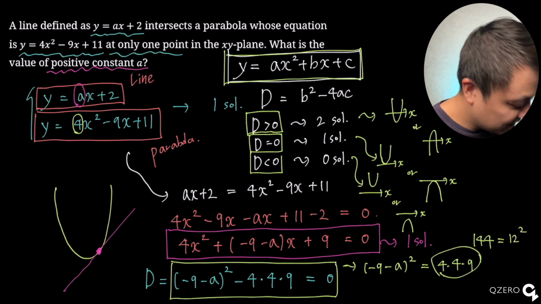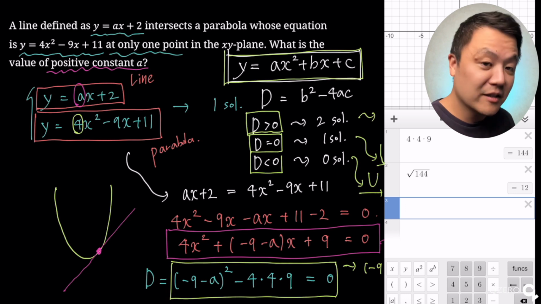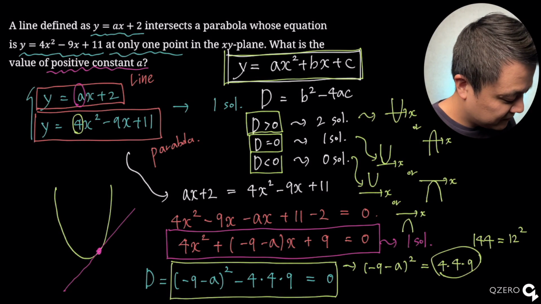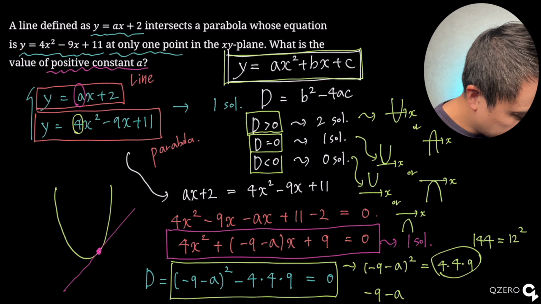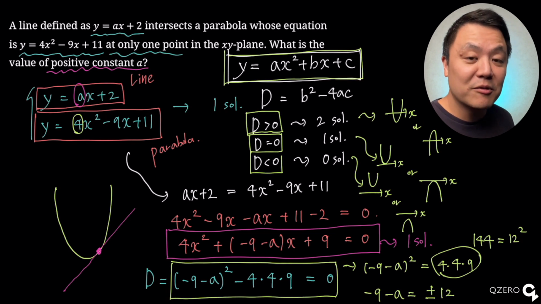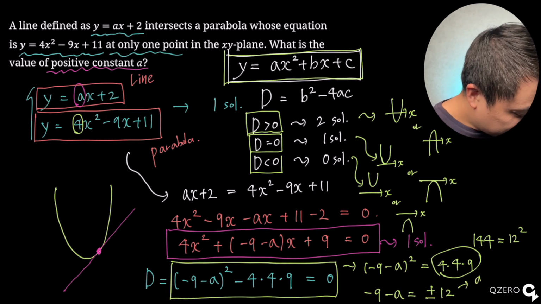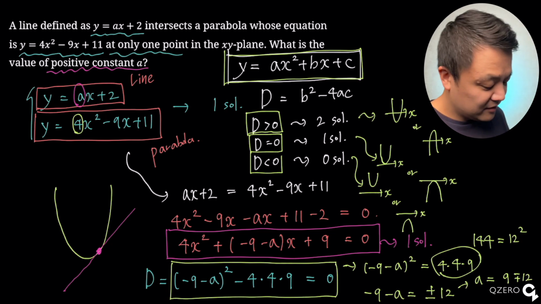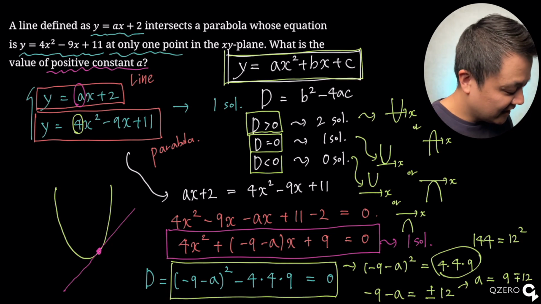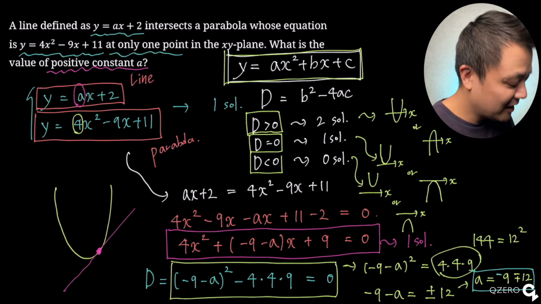144 is the square of 12. Or if you take the square root of 144 here, you can find the value, which is 12. So negative 9 minus a has to be equal to plus or minus 12. Be careful whenever you take a square root on both sides of an equation. You have to take care of two possible cases. That gives us a equals negative 9 minus plus 12.